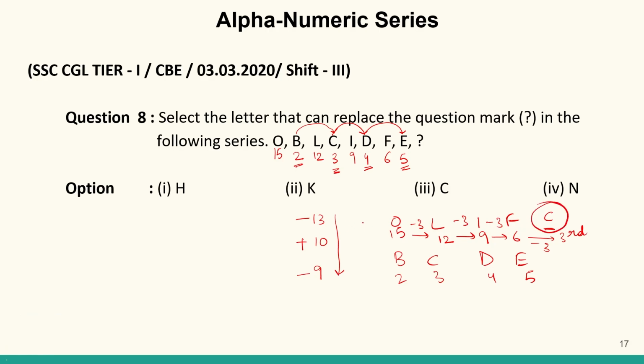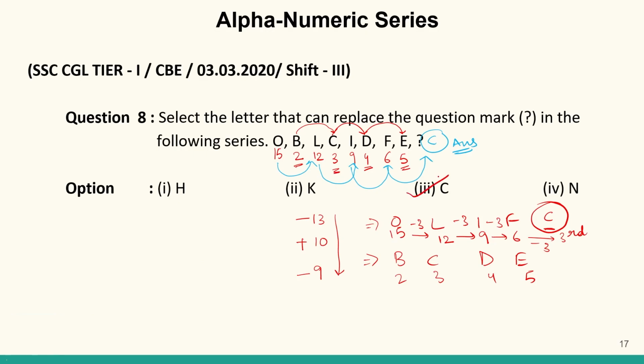So if I follow this logic and I divide such series into 2 parts, then I can clearly say that after F, because if you see the pattern, we are going from O to L, right? L to I to F. So normally we have to go from F to the next element, which is C. So C will be the answer. So if you get a series like this, C is the answer.